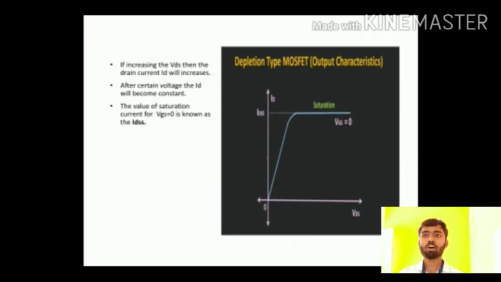If you see the output or the drain characteristics, it will look like this. That means as we keep on increasing the value of voltage VDS, the drain current ID will also increase, and after a certain value of voltage the drain current ID will become constant, and the value of saturation current for VGS equal to 0 is known as IDSS.